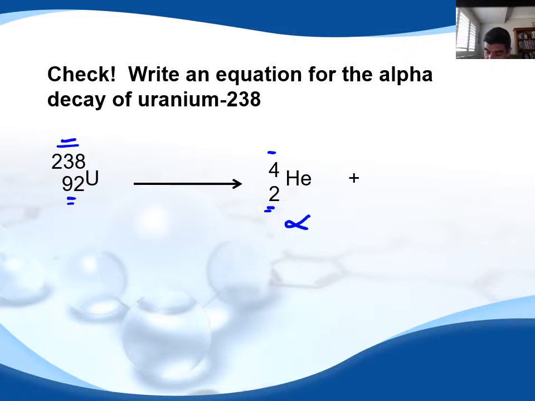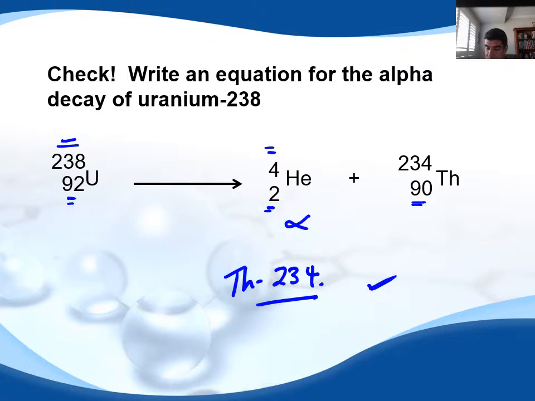And the other product is going to ensure that we have a balance in the number of both charges or protons and the mass. So we need to make sure then that we have 90 as our number. 90 plus 2 is 92, and that corresponds to the element thorium. And the mass of thorium, in this case, the particular isotope of thorium is thorium-234, and 234 and 4 gives us 238. So we've made sure we've balanced our equation here.